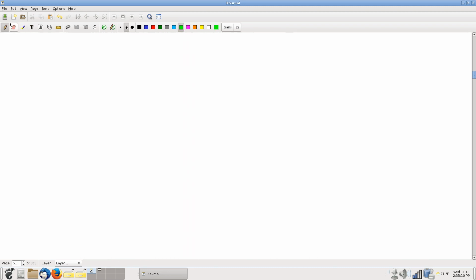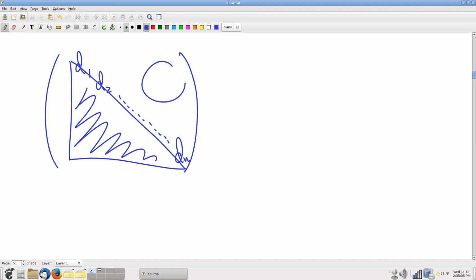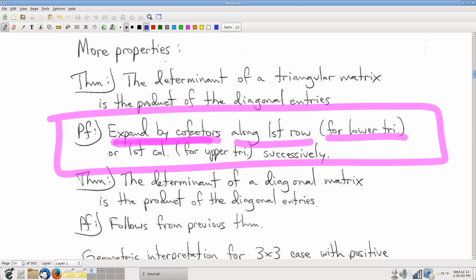So here is an approximate picture of a lower triangular matrix. Keep in mind we have diagonal entries. I'm going to call these D1, D2, etc., Dn, the last diagonal entry for an n by n matrix. And we have a whole bunch of other stuff down here, but all zeros up here. So taking the hint from what's indicated here, we're going to do a cofactor expansion along the first row.